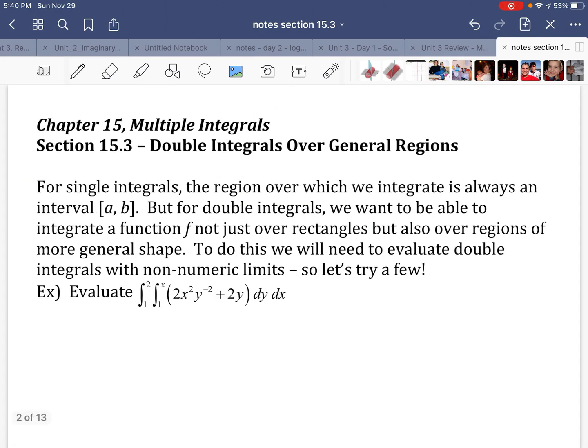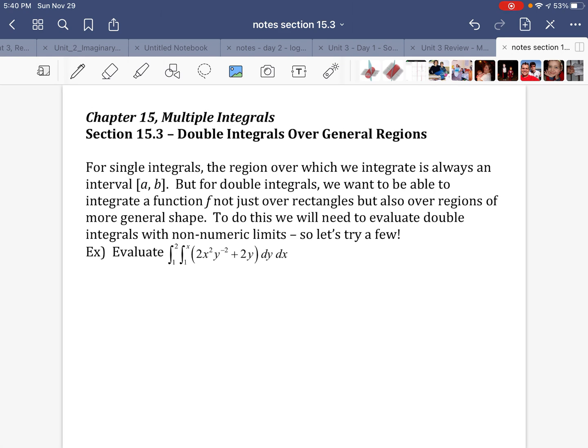All right, here we go with section 15.3. In section 15.3, we are not going to be just doing integrals or double integrals over rectangular or square regions that are bound by numbers. We're going to have to also do them over functions, all right? And so different regions bound by certain functions. So you see right here, this is bound by y equals 1 and y equals x. So that's a little bit different than what we've been doing.